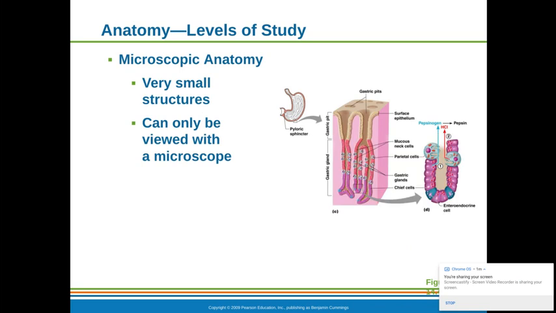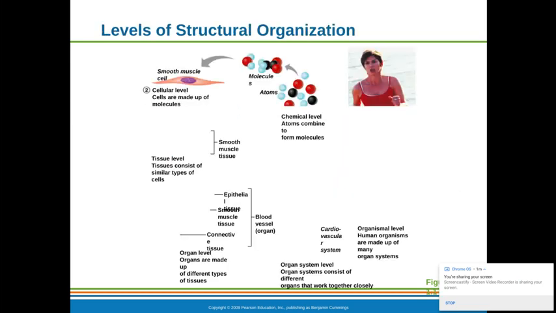However, we also have microscopic anatomy. So these are very small structures. They can only be viewed with a microscope. And this right here is going to be the base of the stomach. Okay, and we see right here, these are gastric pits. This is where the stomach acid, that we generally call it, is produced and then sent into the stomach to help break our food down.